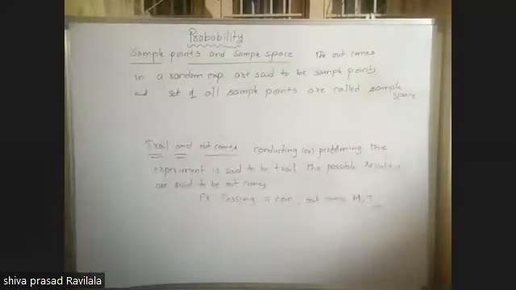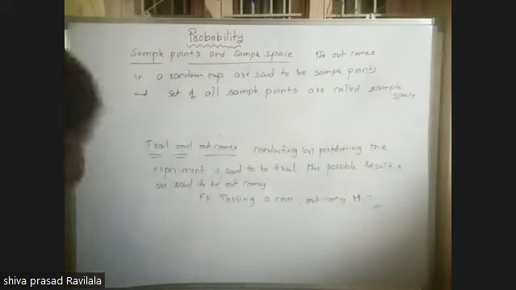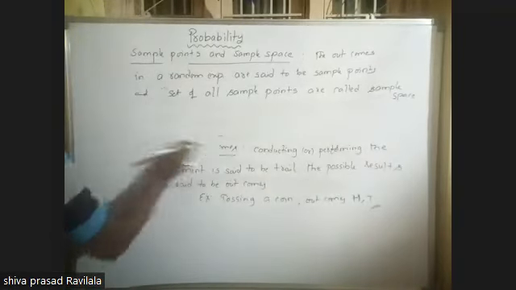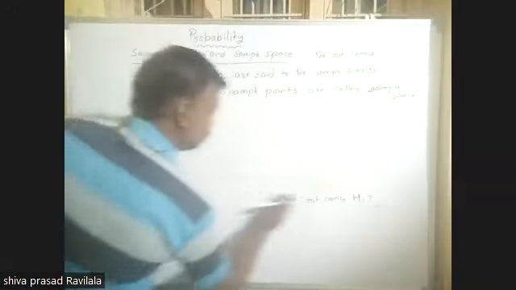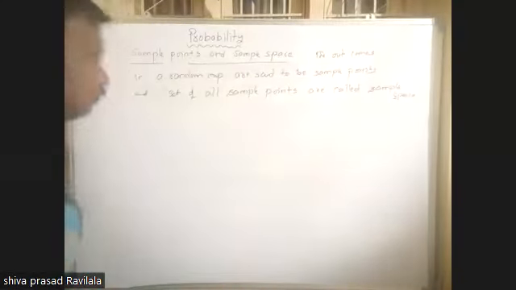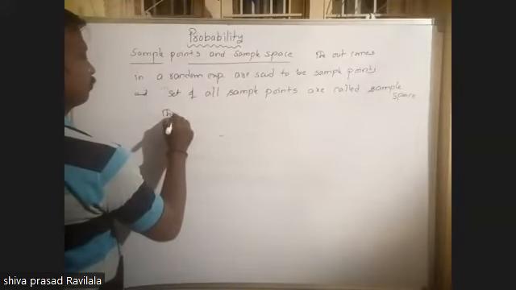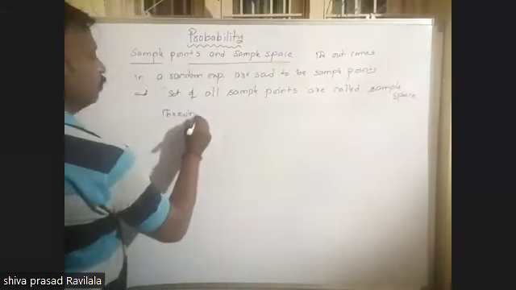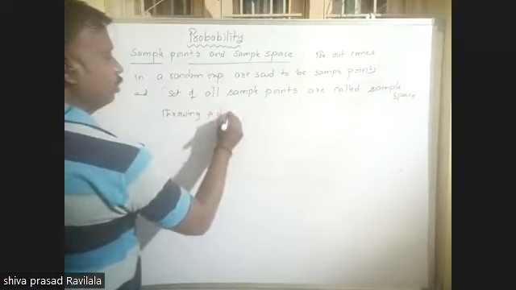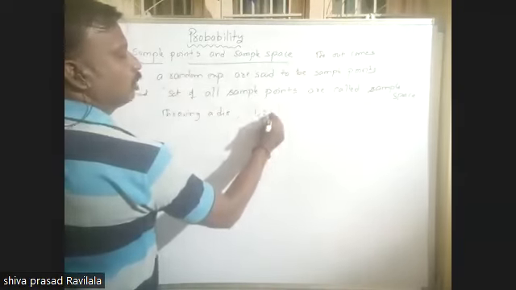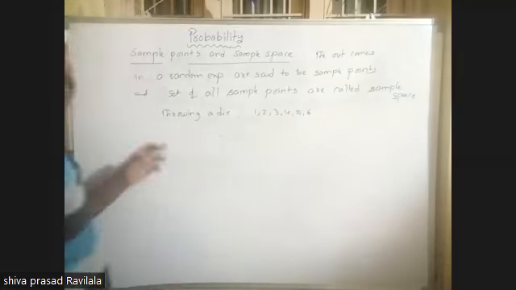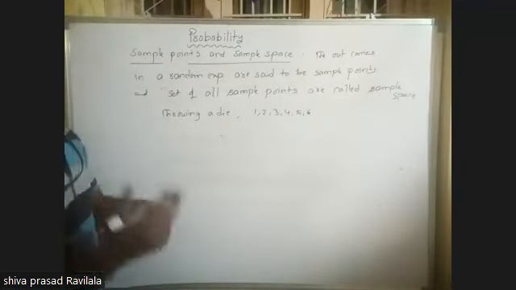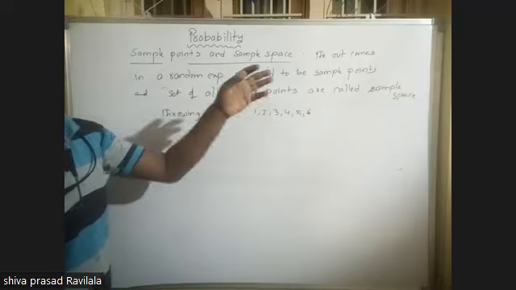Here we take another example. Let's throw a die. When a die is thrown, what are the outcomes? 1, 2, 3, 4, 5, 6. All these are said to be outcomes. A die has 6 faces: 1, 2, 3, 4, 5, 6.